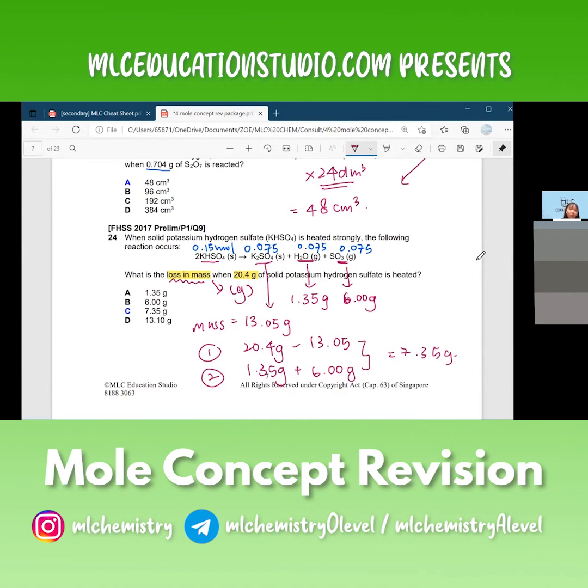Okay, emphasize: loss in mass means gas. So anything that remains is just either solid or liquid.